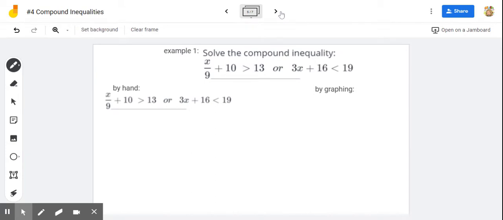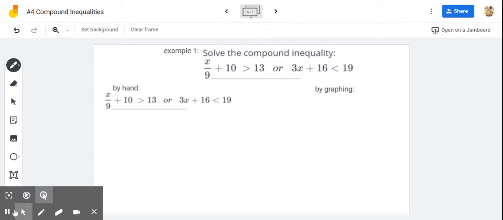All right, so we're going to take a look at solving these compound inequalities. We're going to do the or question first. So please write this example down in your notebooks. We are only doing 2 examples for today's class, and then you're going to practice.